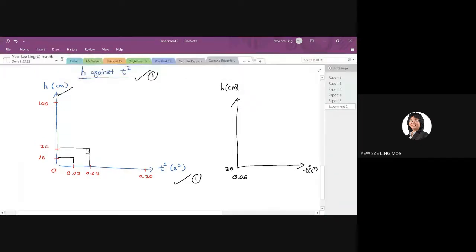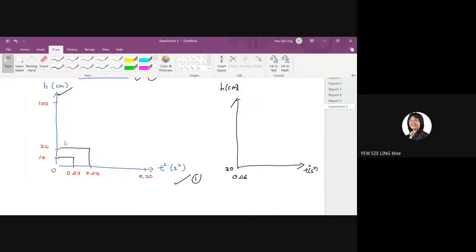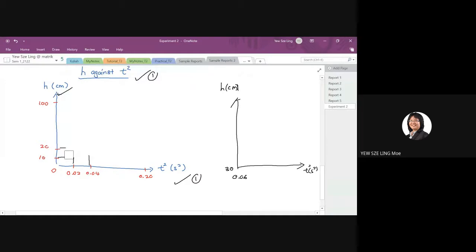Right. So I will stick to my first graph, because I have a complete label here.